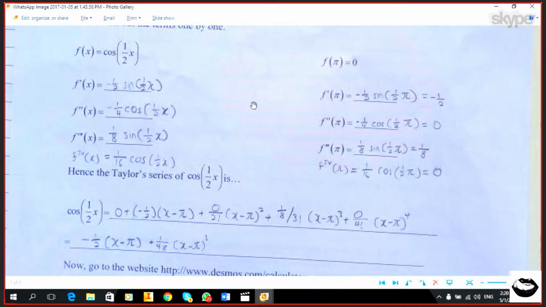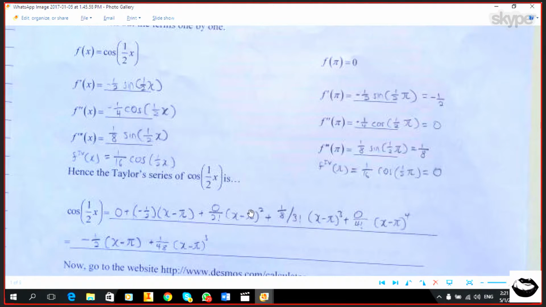Followed by, we differentiate the f prime. f double prime is equal to, we differentiate f prime and then we get the answer negative 1/4 cosine half x, and doing the same thing, we sub x equals pi into the equation and we get 0. Then we do the same thing again, we differentiate the negative 1/4 cosine half x and we get 1/8 sine half x, and we sub in x equals pi again, we get 1/8 as the answer.